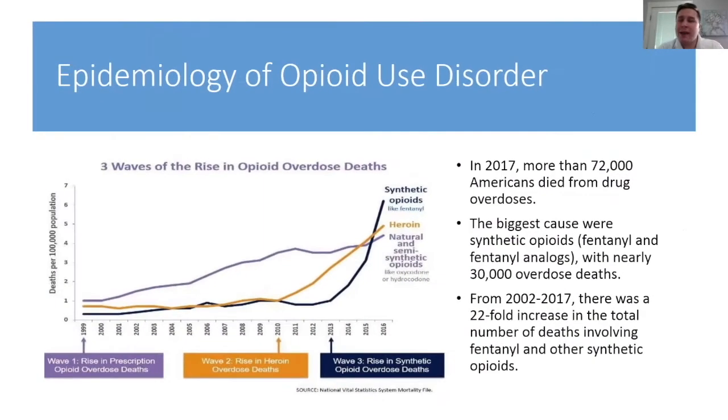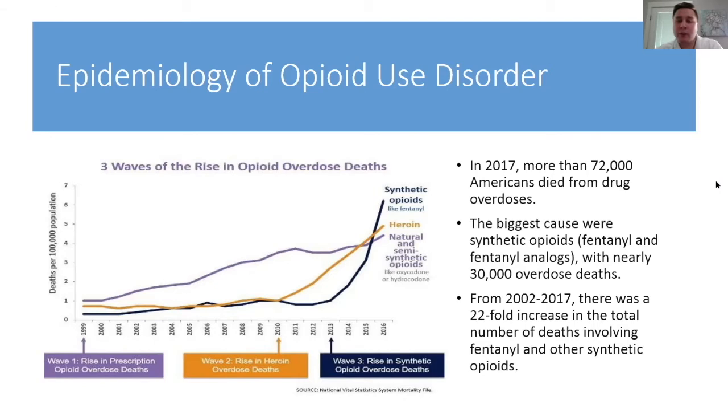So this is a little bit of background about opioid use disorder. In 2017, more than 72,000 Americans died from drug overdoses. The biggest cause of this were synthetic opioids, fentanyl analogs, with nearly 30,000 overdose deaths. From 2002 to 2017, there was a 22-fold increase in the total number of deaths involving fentanyl and other synthetic opioids. And you can see it really spiked in 2013 there with the synthetic opioids.